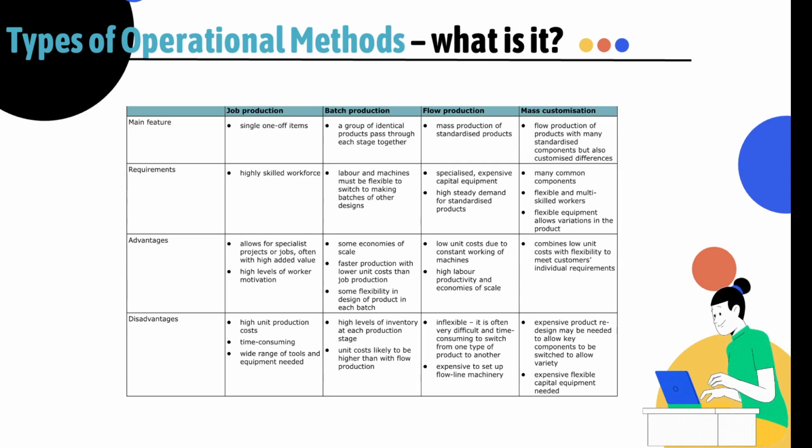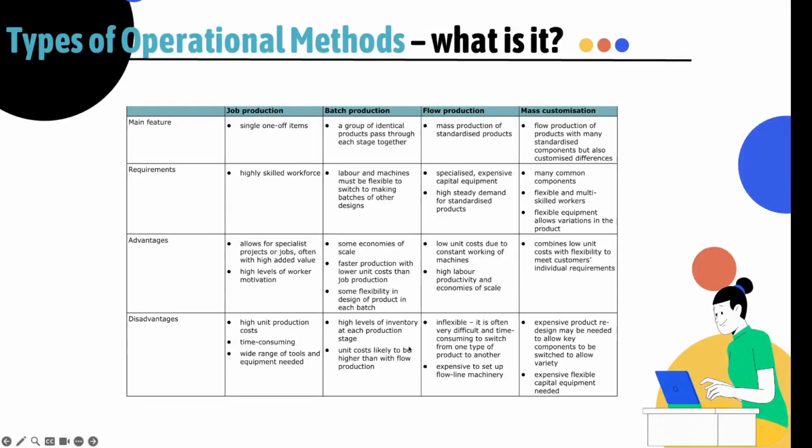It has to be labor and machine intensive sometimes, because there will be machines used in batch production, but there'll also be a human being assisting, right? The advantages: you enjoy some economies of scale because batch production is normally smaller in volume. Yeah, faster production with lower unit cost than job production because you're producing more than one. And there's some flexibility in the design of the product of each batch, because if you're going to recreate one batch a bit differently from the next batch, you can somewhat do that.